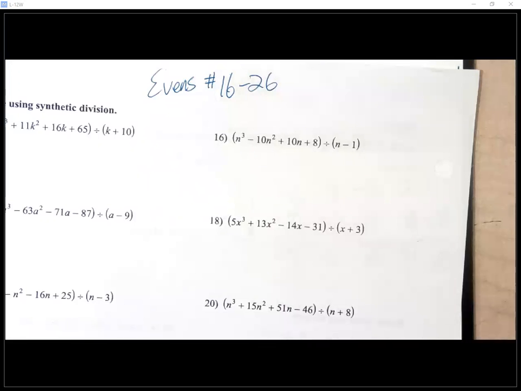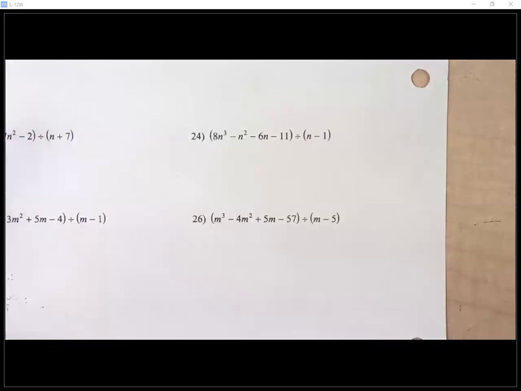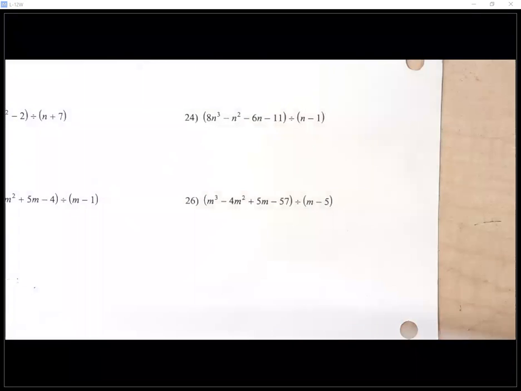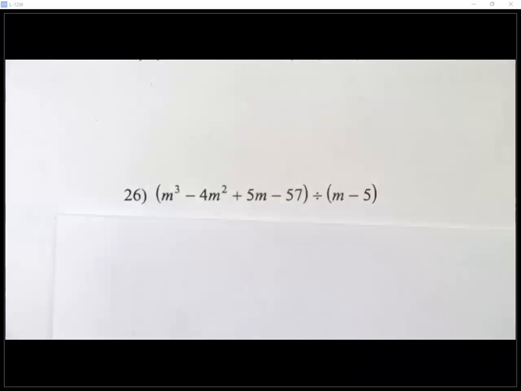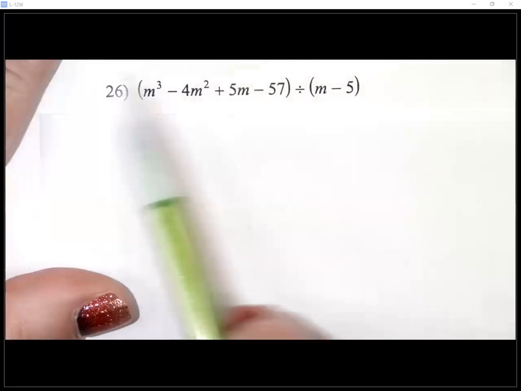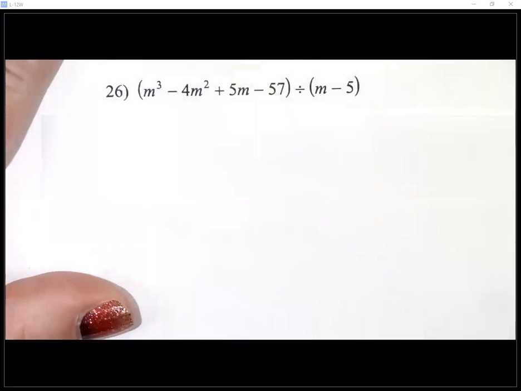All right, so let's see if we remember what we're doing with these synthetic division thingies. So we've got number 26 here. If you remember our steps, first thing, I want to make sure that everything is in standard form and I put in any zero placeholders where I need them. Does this one need any? Let's see. 3, 2, 1, none. Okay, I don't need any zero placeholders, so that's good.